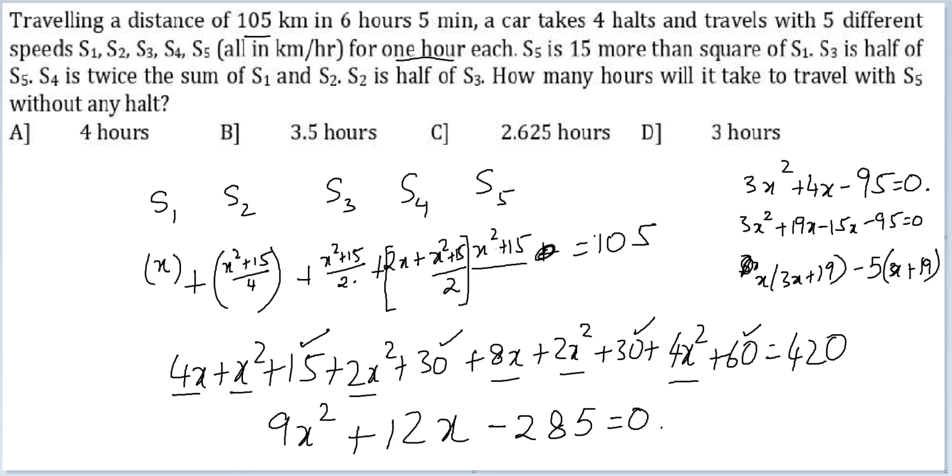If x is equal to 5, S5 is equal to 40, that is x square plus 15. So the total time taken would be 105 by 40, which will be equal to 2.5, something more than that. Among the available options, it will be option C.